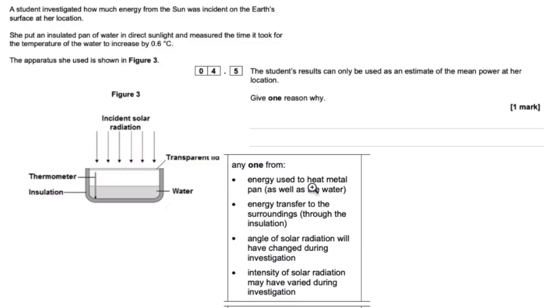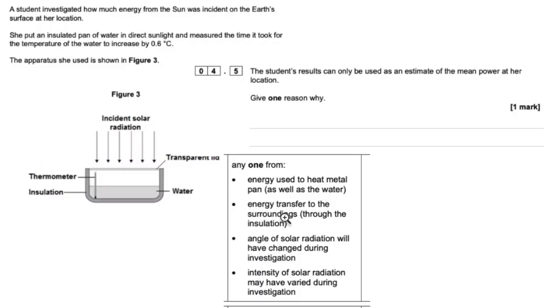The first one says that energy is used to heat the metal pan as well as water. So the aim of this experiment is to find the time it takes for the temperature of just the water to increase. But in her experiment, there's a pan, so obviously, before the temperature of the water could increase, the temperature of the pan is also going into consideration in her experiment. So two things are being heated and not just one. So it could possibly take longer. So her estimate could be more than the exact value, and that's what makes it an estimate in the first place.